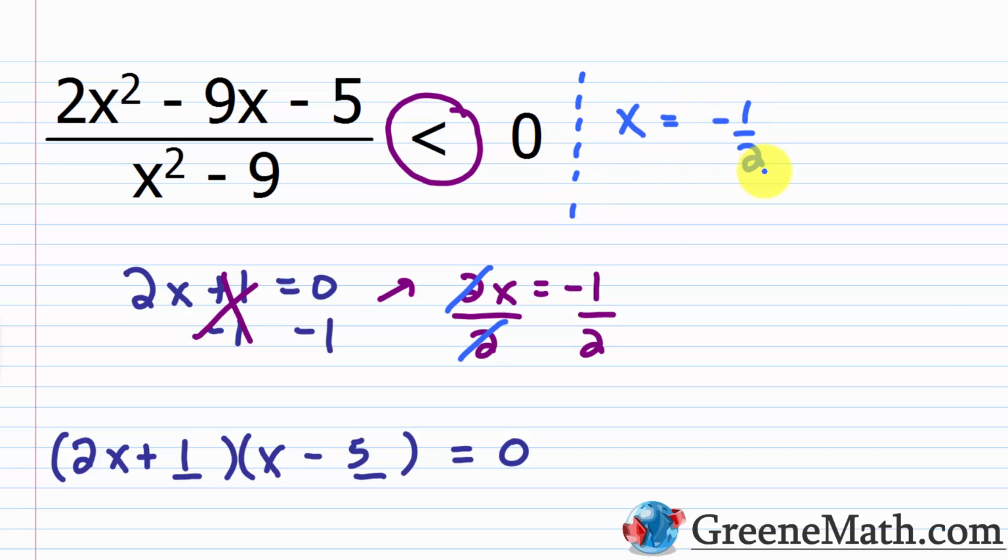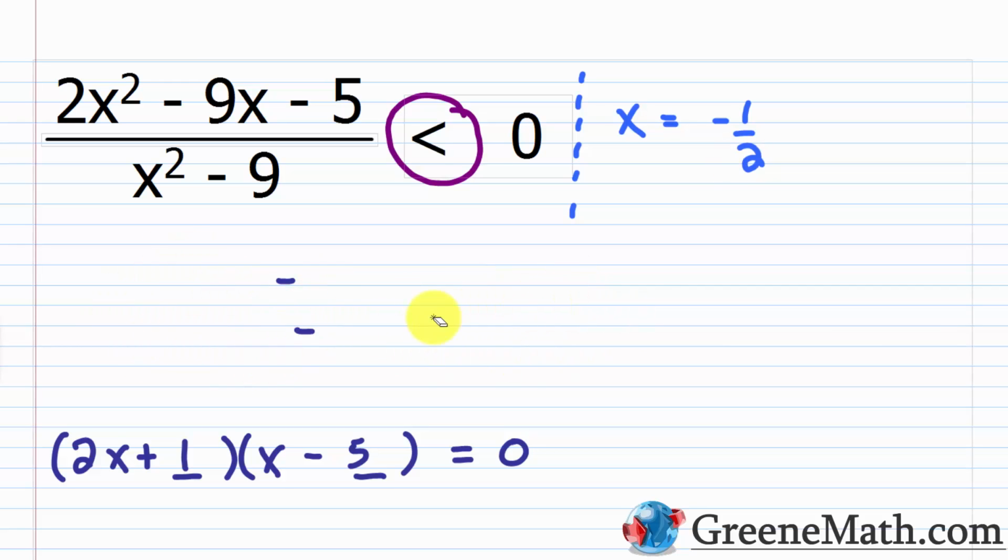You don't really need to specify that this comes from the numerator because, again, you have a strict inequality. It's not going to work as a solution. So let's erase this. Let's look at the other factor there. So we have x minus 5 equals 0.